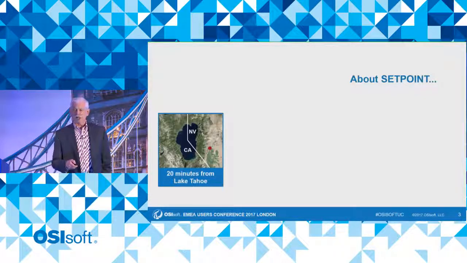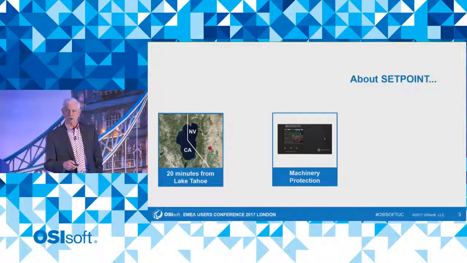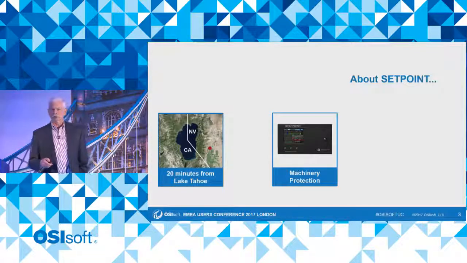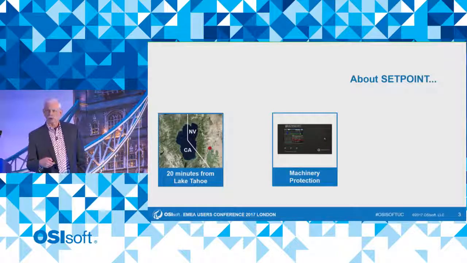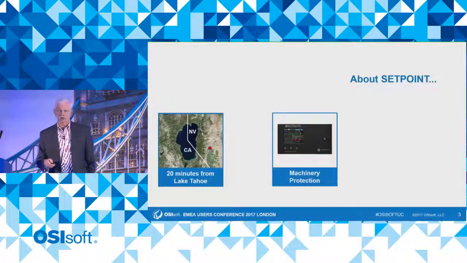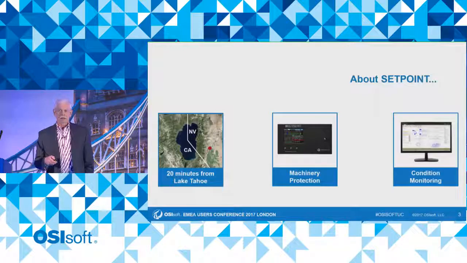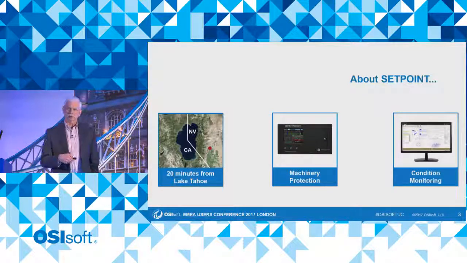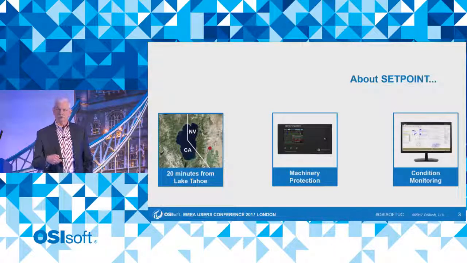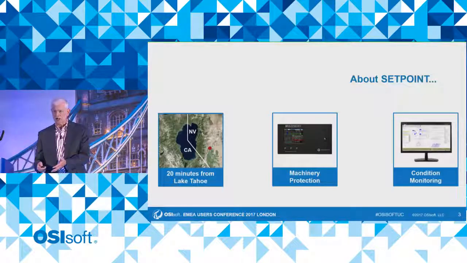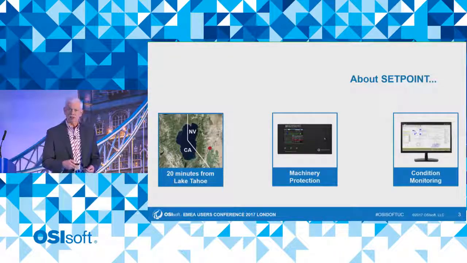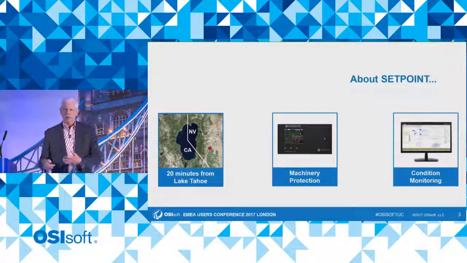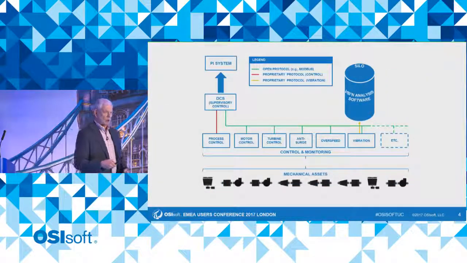We make two products that are part of the Bruel Kjaer family. One of them is a machine protection system. For those of you who are familiar with API, the American Petroleum Institute, this system conforms to API 670. And we also make condition monitoring software. A lot of what we'll be talking about over the next few minutes is the condition monitoring software, why we chose the PI system, how it works with the PI system, how we get the data into the PI system.